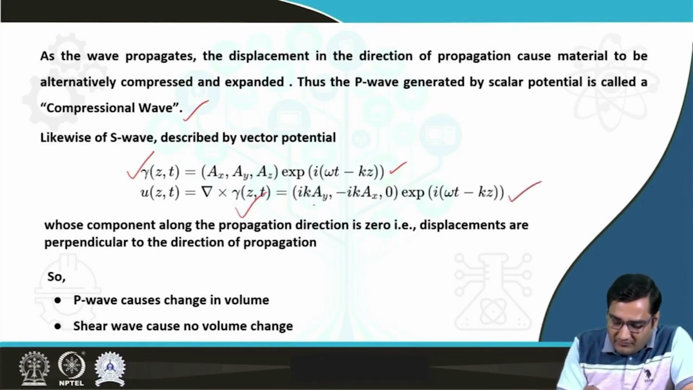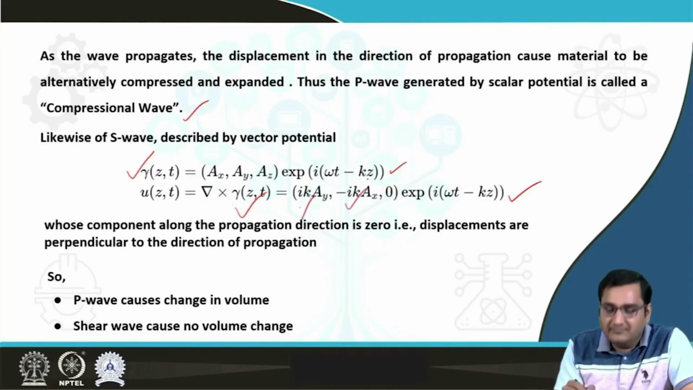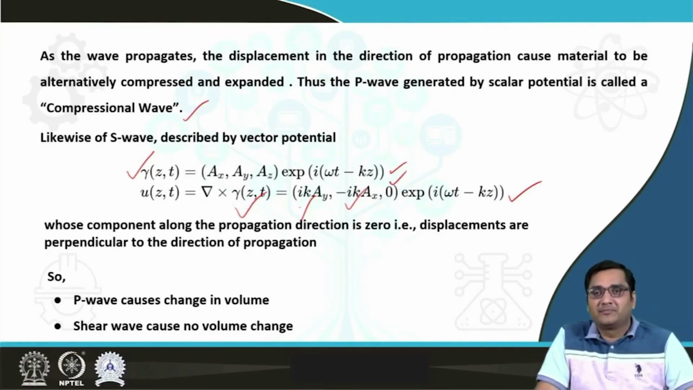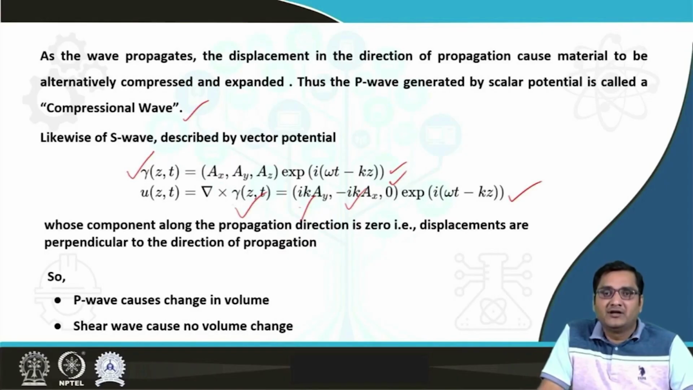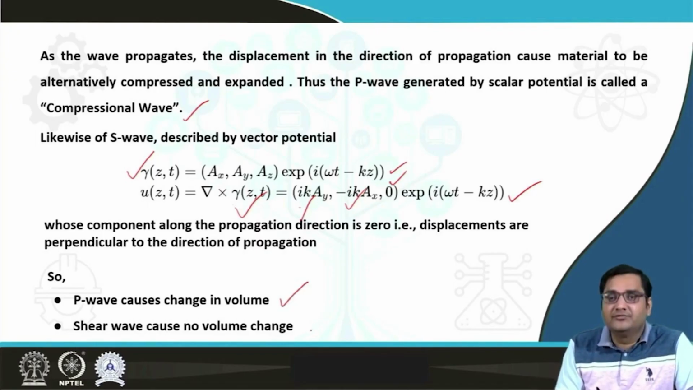Only the components along the x direction and y direction remain, and the component along the z direction becomes 0. That means the particle motion is perpendicular to the direction of propagation of the S wave. Now you can say the P wave causes a change in volume and the S wave causes no change in volume.